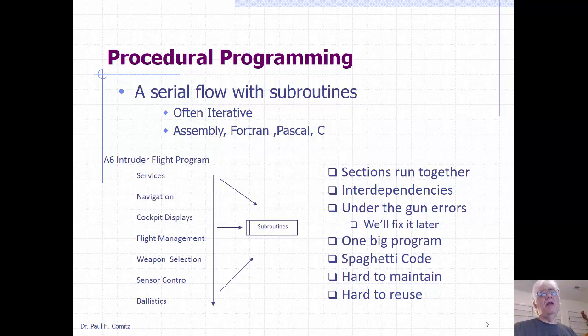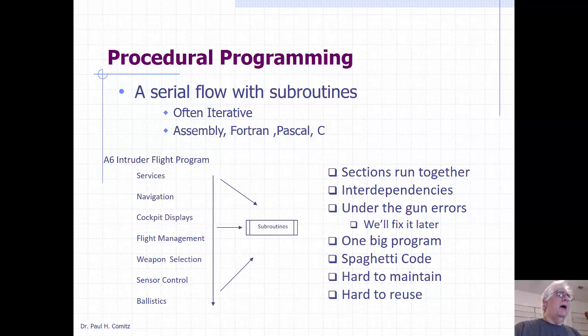I'm going to give you an example of a flight program, an aircraft flight program. It ran in a 200 millisecond loop, so it ran at 5 hertz, 5 times a second. The whole program would execute. It was often done in assembly language, Fortran, Pascal. The Pascal programming language was pretty popular for a while. The C programming language, which is still popular today. These are not the only languages, but they were some of the more prevalent languages.